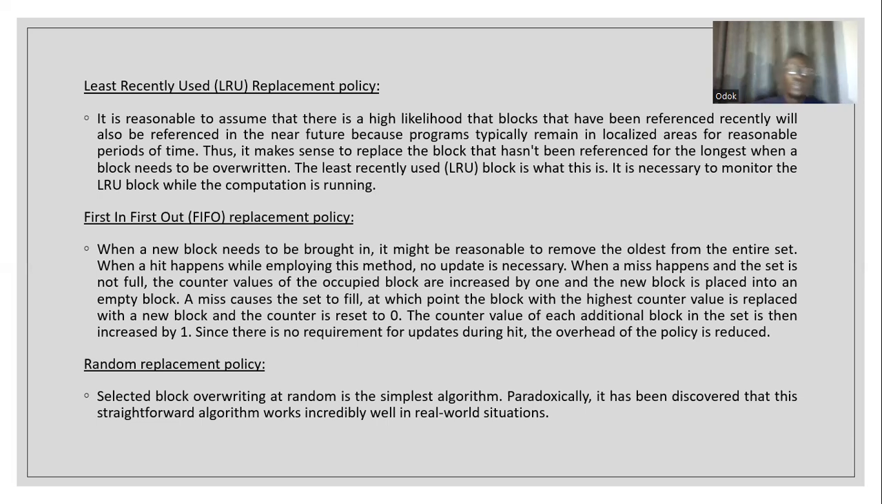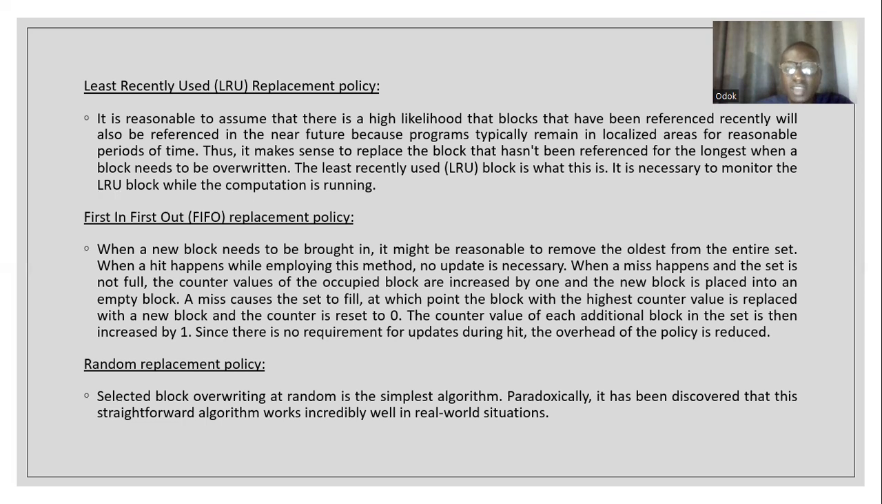The random replacement policy selects the block to overwrite at random, the simplest algorithm. Paradoxically, it has been discovered that this straightforward algorithm works incredibly well in real-world situations. There are times when one would ask, what are the differences between direct mapping, associative mapping, and set associative mapping? Let's just give a few examples.